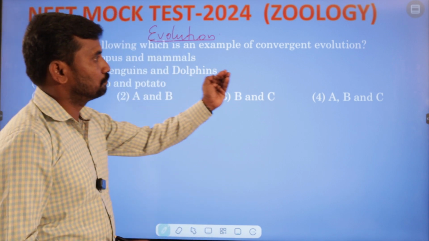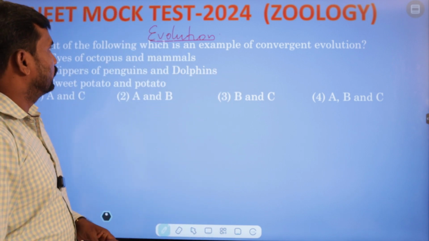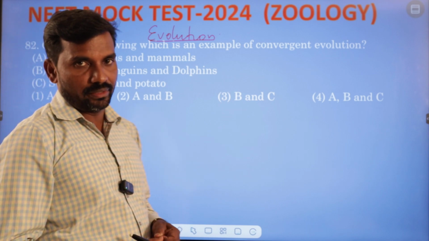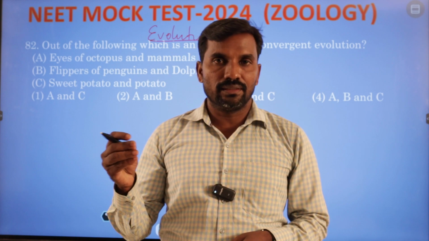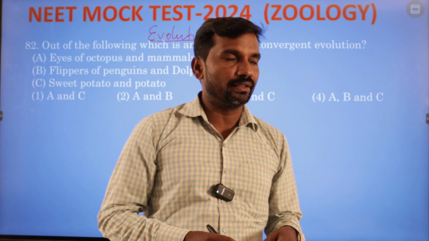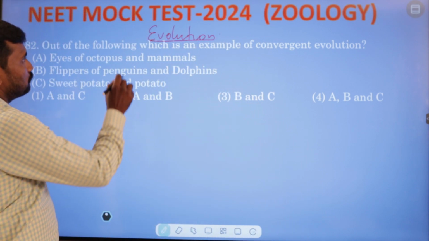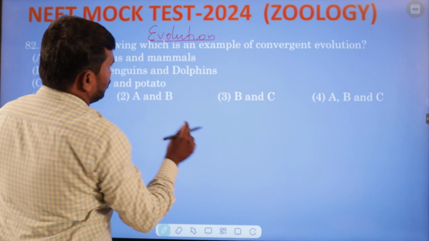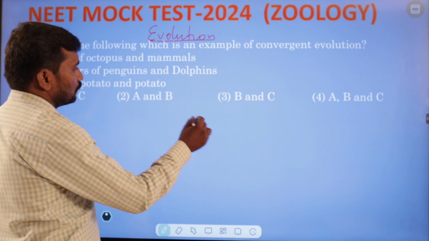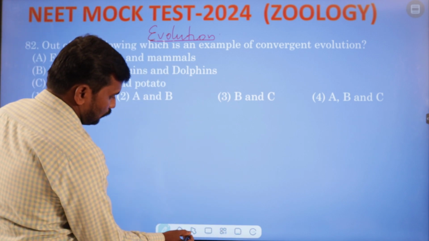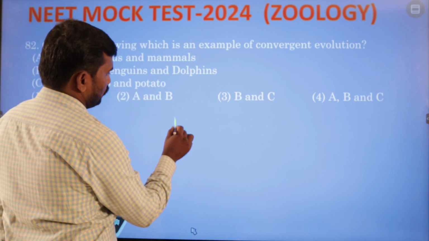Sir, we asked a simple question from evolution. Among the evidences of evolution, fossil evidence is the most important evidence. The fossil evidence is otherwise called paleontological evidence. At the same time, there is embryological evidence, anatomical evidence, and morphological evidence. So homologous organs and analogous organs, this is the most important.